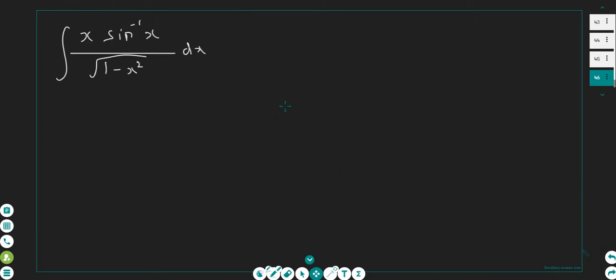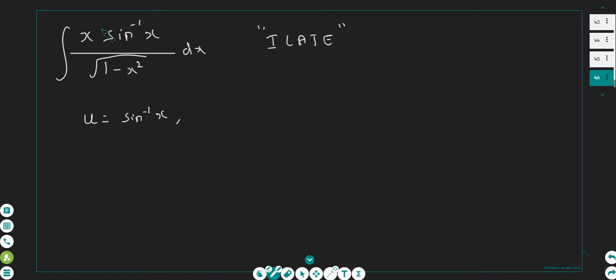1 minus x squared is equal to d. Root over 1 minus x squared is equal to d. Before that we have to apply ILATE: inverse, logarithmic, trigonometric, algebraic. So to choose the u, we have an inverse function, so we consider u equal to sine inverse x.